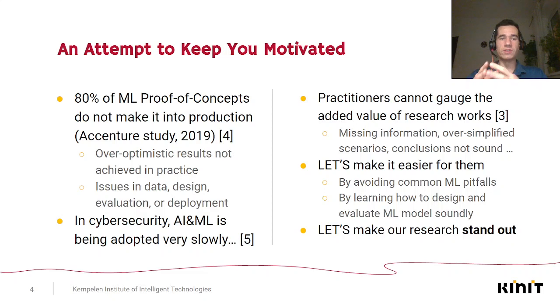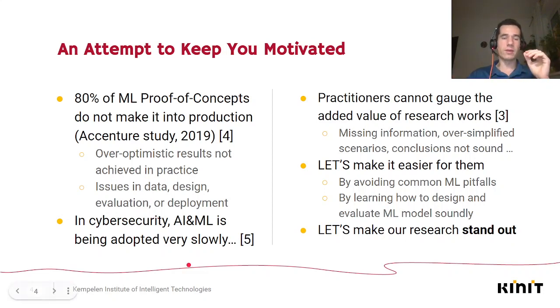Okay, so why should you be here? What's the motivation of this talk? According to Accenture in 2019, 80% of machine learning proof of concepts do not make it into production. This is due to several factors, such as over-optimistic results, which are not achieved in practice, and several issues in data, design, evaluation, or deployment. So these are numerous problems, and we will try to tackle them and to limit the amount of unsuccessful machine learning research or even projects.